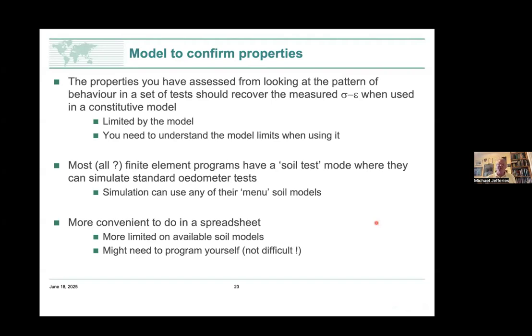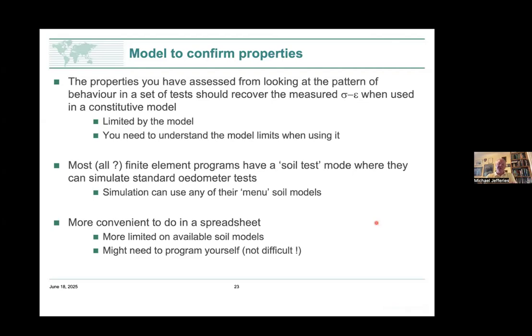You can use the models in the finite element package you're using. If you want to, for example, use Plaxis, you can analyze your test using CHASM. You can analyze your test using Norsand. They've got, I think they call it, a hardening small strain model. There's a menu. You can choose which one you want, and you can then compare your simulation with your test data.